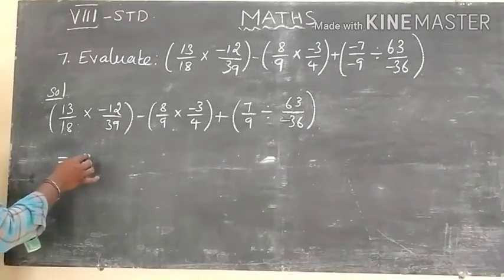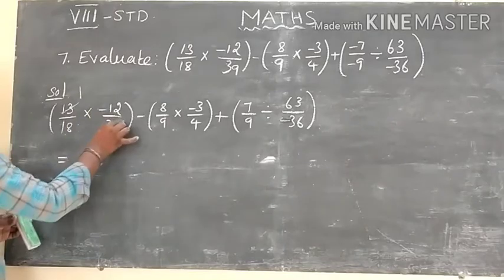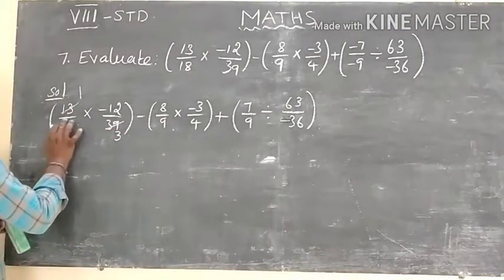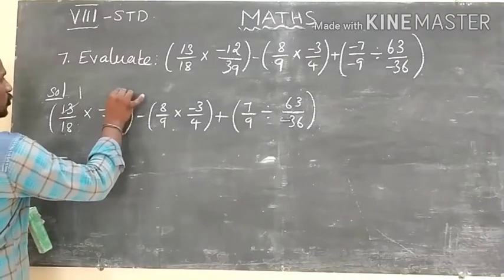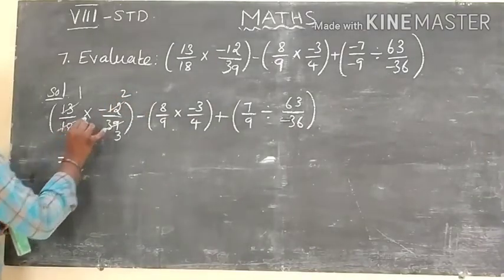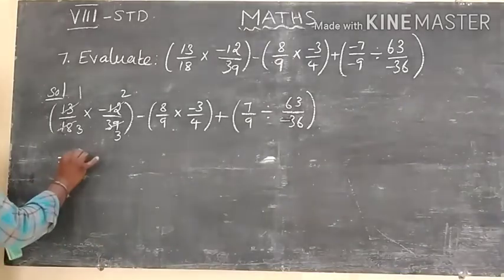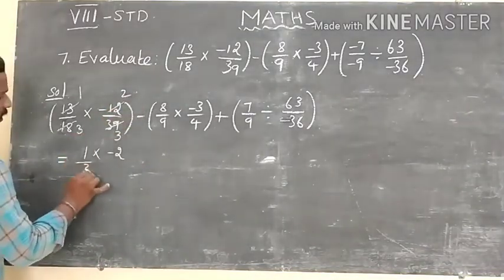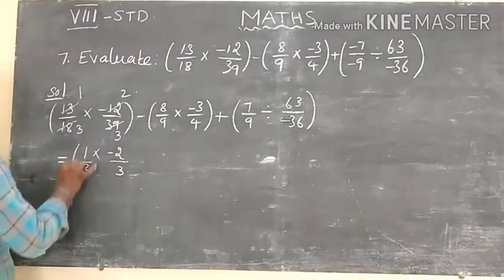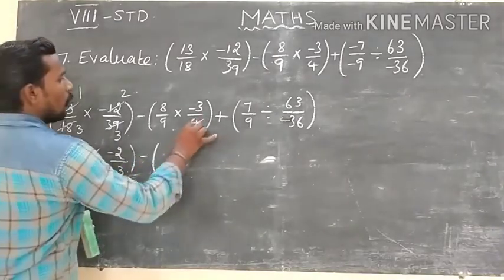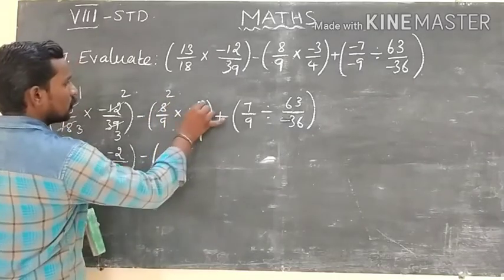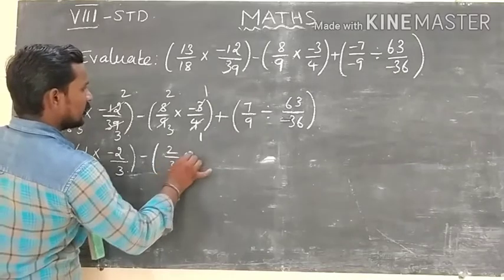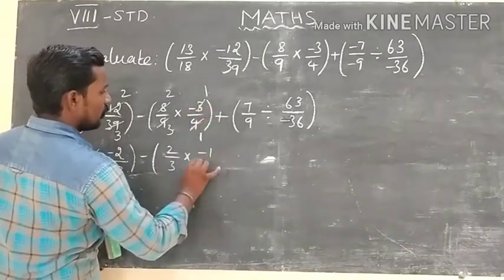Using the 13th table, 1 13s are 13, 3 13s are 39. Then using my 6th table, we get 2 6s are 12, 3 6s are 18. So the remaining numbers are 1 into minus 2, here minus 2, divided by 3, here divided by also 3. Then minus 1 4s are 4, 2 4s are 8, then 1 3s are 3, 3 3s are 9. So 2 by 3 into minus 1 by 1.